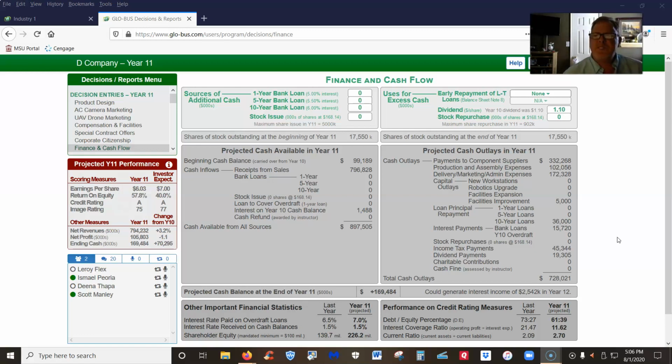So there's some stuff that you do know going into each decision round. You know what your beginning equity is. In this case, Globus actually tells us that for this particular company, the shareholder equity is $139.7 million. You know how much your dividend is going to be because you actually declare the dividend, and it's a very simple calculation. You multiply your dividends per share times the number of shares that you have outstanding, and that tells you how much you're going to pay out in dividend payments. You'll see that estimated right here, okay?